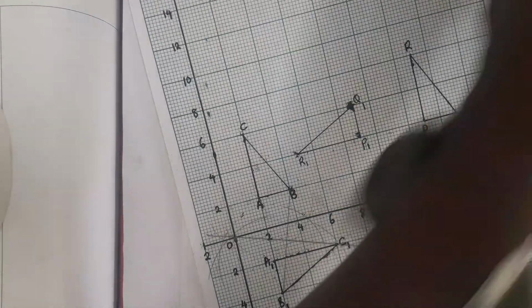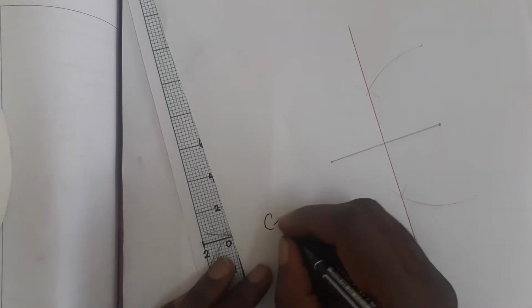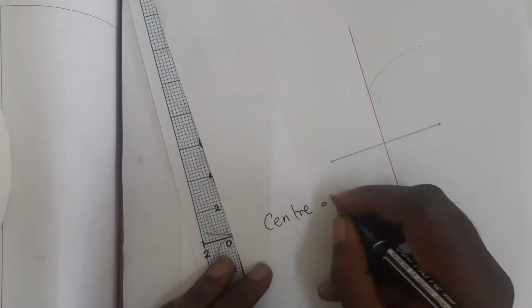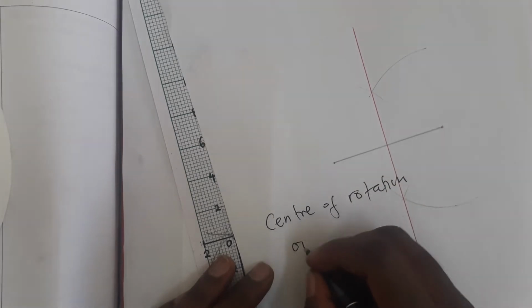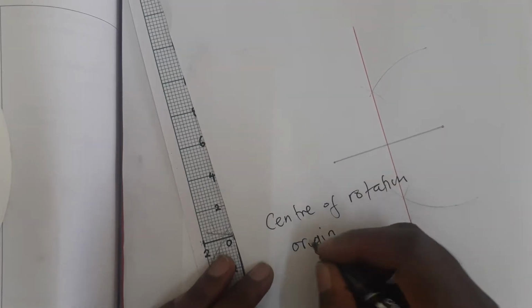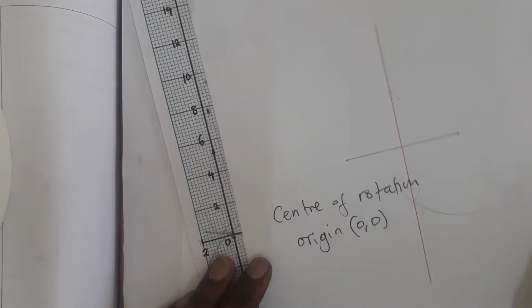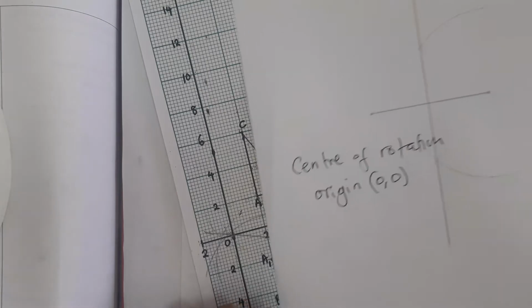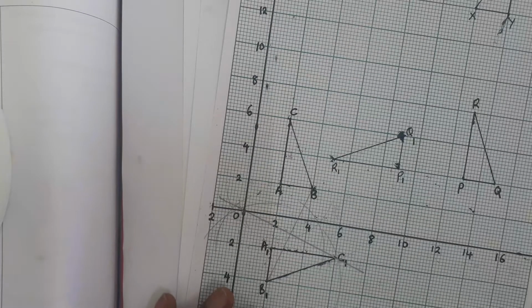And you know that the center of rotation in this case is what? The origin. And you know that the coordinates for the origin is what? 0, 0. Okay? That is our answer for the first question. Then I'll move you to the second one, which talks about what? The angle. So the angle is what?